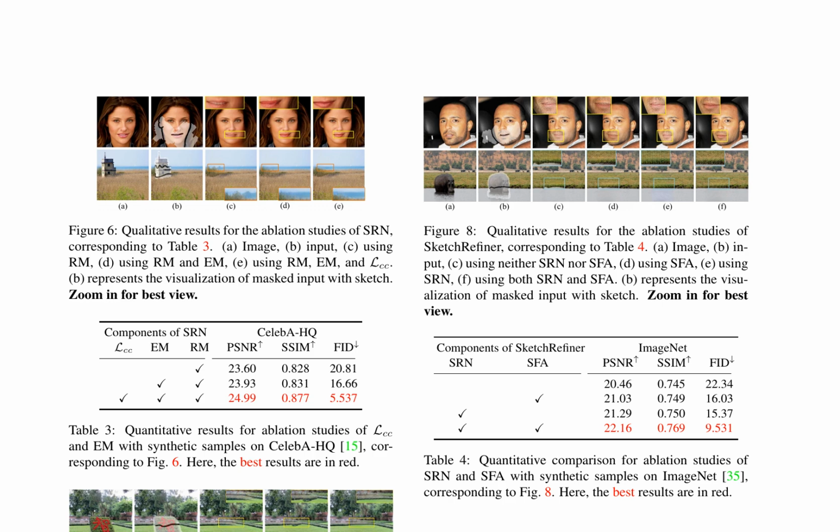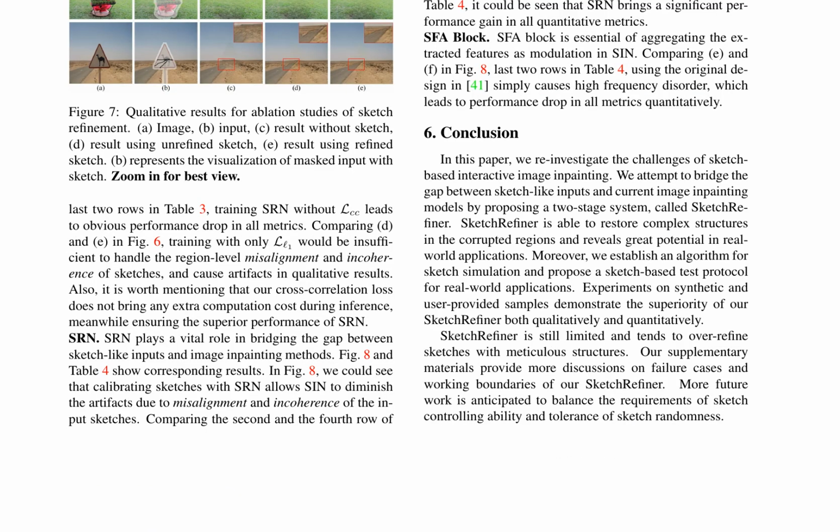Quantitative results on the Celeb AHQ dataset demonstrate that incorporating SRN, M, and LCC significantly improves performance in terms of peak signal-to-noise ratio, PSNR, Structural Similarity Index, SSIM, and Frechet Inception Distance, FID, metrics. Qualitative results support these findings, with the best visual outcomes achieved when all components are used.